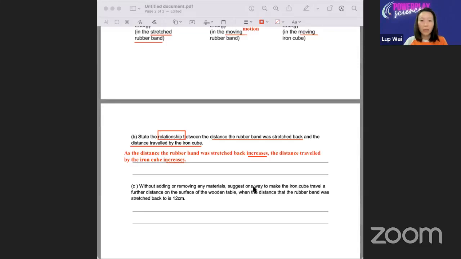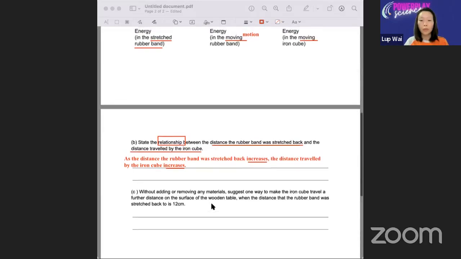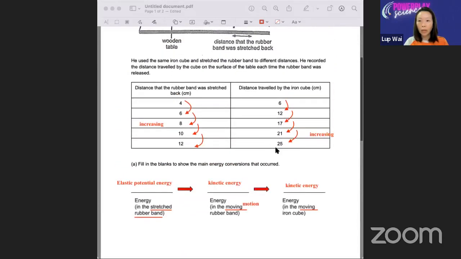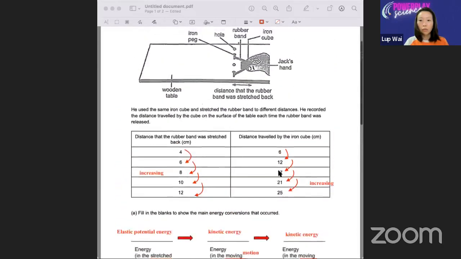Now, the next part is without adding or removing any materials. So you're not supposed to add or remove anything. Suggest one way to make the iron cube travel a further distance on the surface of the wooden table when the distance that the rubber band was stretched back is 12 cm. There's a little bit of a typo here. Now, to 12 cm, how can I increase the distance traveled?